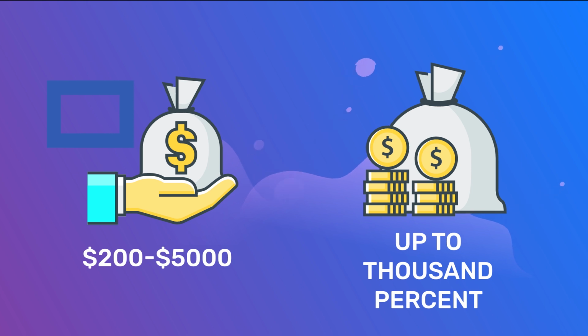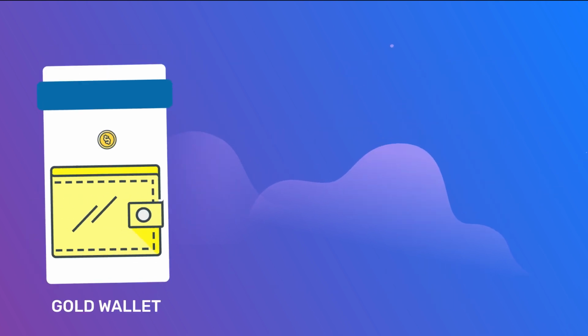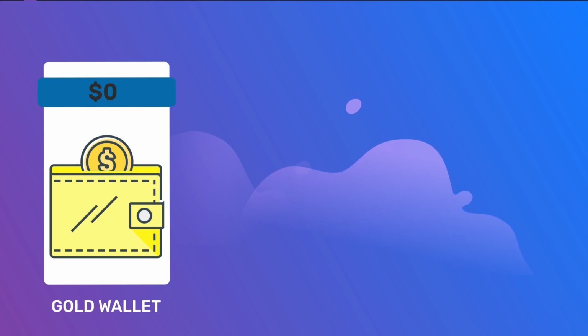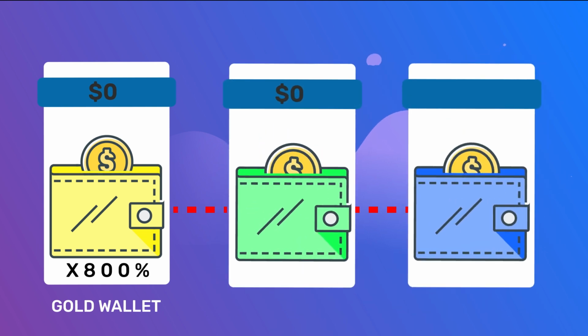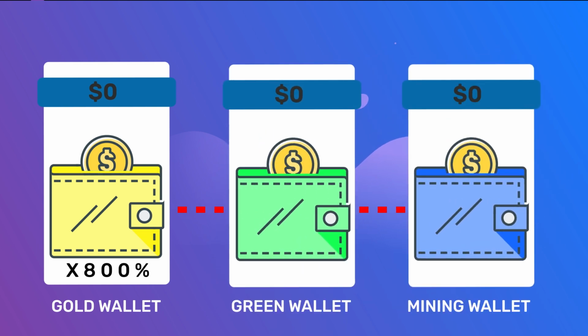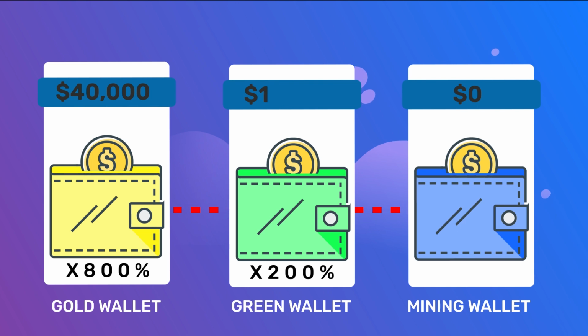When you invest, you will have two types of wallets. The first one is the gold wallet that will receive 800% of the investment amount. The second one is the green wallet that will get 200% of the amount that you invested in this project. For example, supposing you invest $5,000 in the project, then the gold wallet will receive 800% of $5,000, which makes $40,000. The green wallet will get 200% of $5,000 and eventually have $10,000.